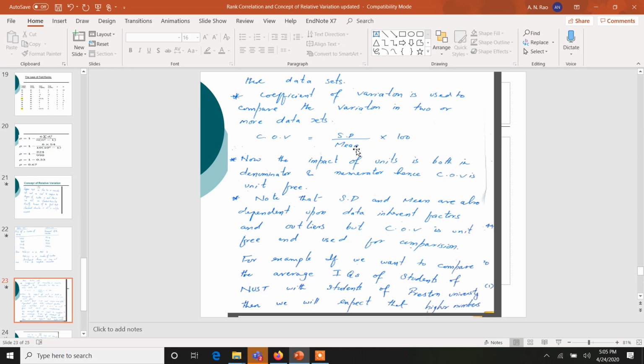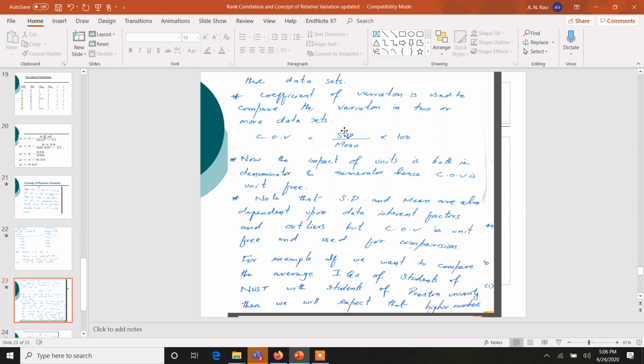Now coefficient of variation is a standard, or you could say unit free, statistic. Why? Because the problems that I was just mentioning, difference in data units and difference in data inherent scenarios or factors, are represented both in standard deviation and in the mean. So when in the denominator we have some problem impact, even in the numerator we have the same problem impact, so it cancels out and coefficient of variation becomes a unit free value, right?